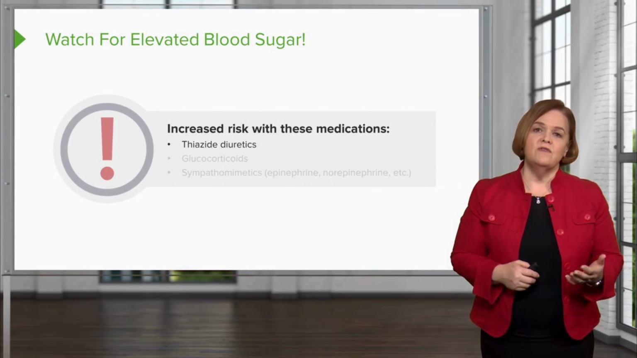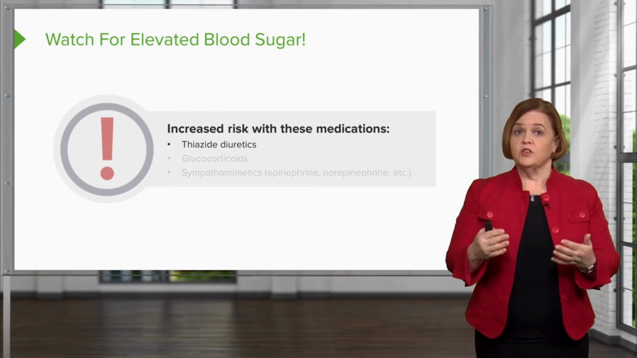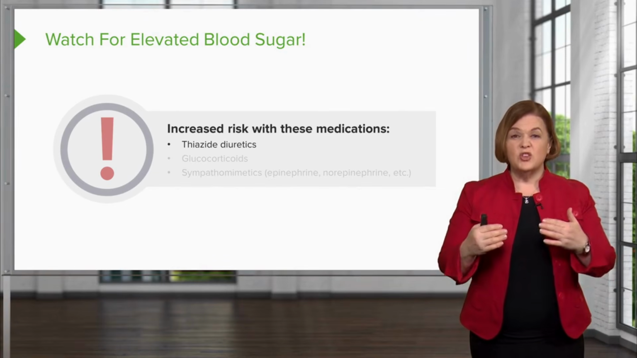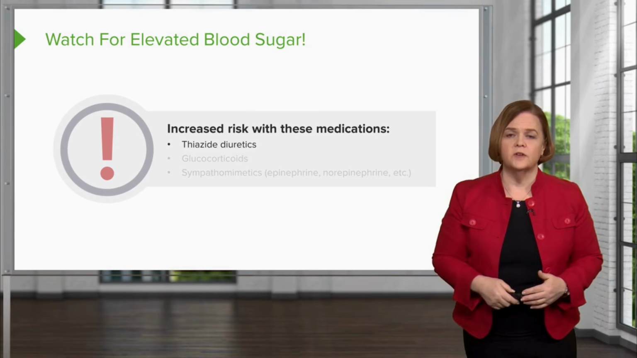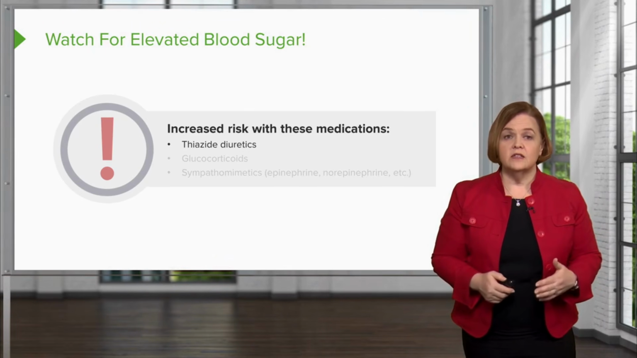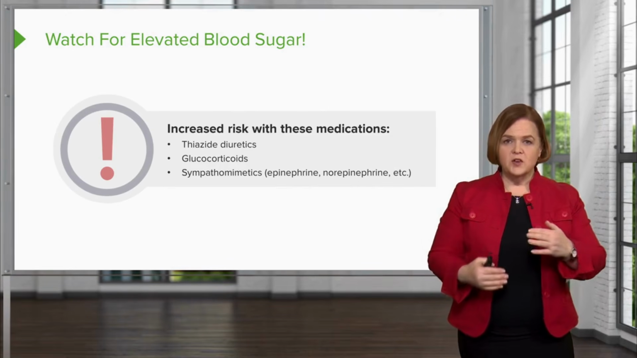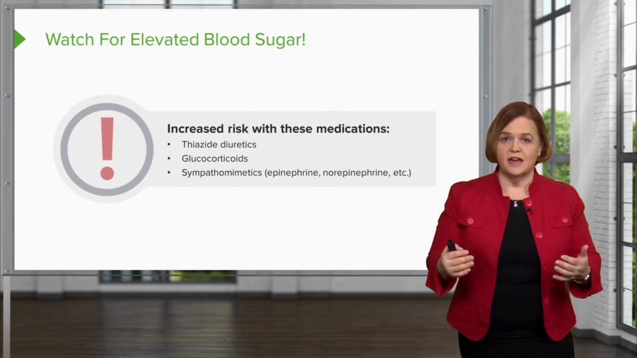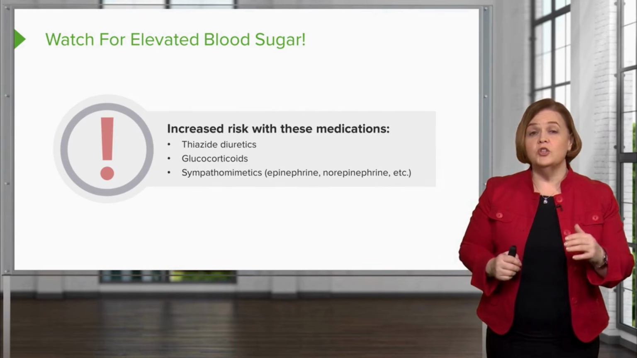Now, there's an elevated blood sugar risk with these medications. So we talked about the medications that put you at risk for a low blood sugar. Now let's look at those that, if you use these, have an increased risk for elevated blood sugar. Thiazide diuretics, glucocorticoids for sure, and sympathomimetics. Now let's go back and talk about why. Thiazide diuretics just have that side effect. That's as complex as you need to get for this.